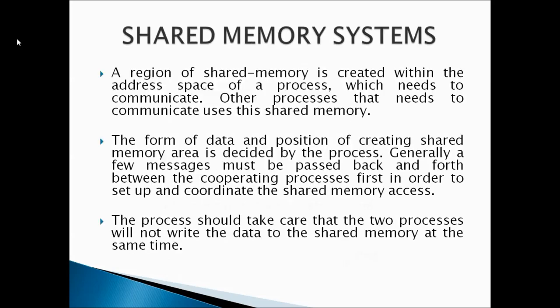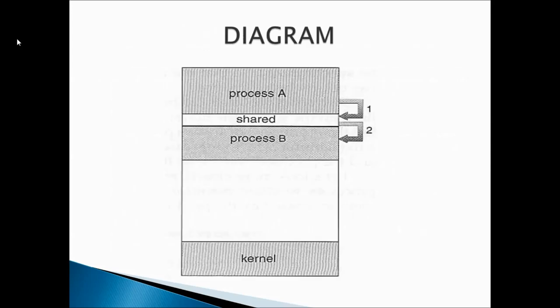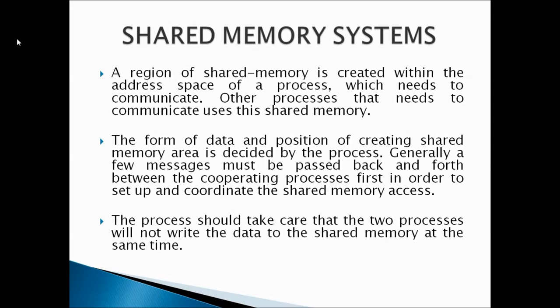Now, a region of shared memory is created within the address space of a process which needs to communicate. When a process wants to communicate with another process, it has to allocate its address space to create the memory. Here, we can assume that process A needs to communicate with process B. Process A is creating the shared memory where process A and process B can communicate with each other. Other processes that need to communicate use this shared memory. Right, guys? Here B can use that shared memory to communicate with process A.